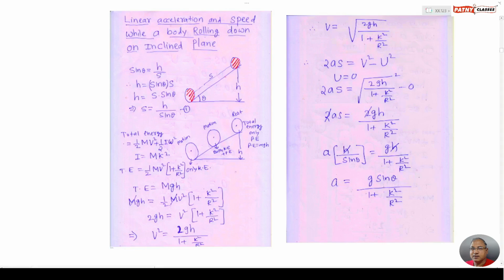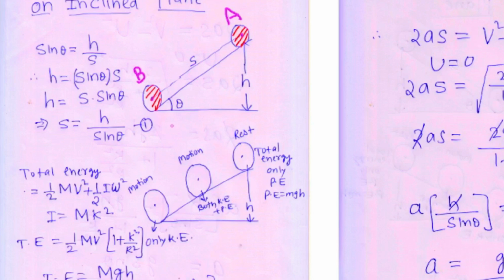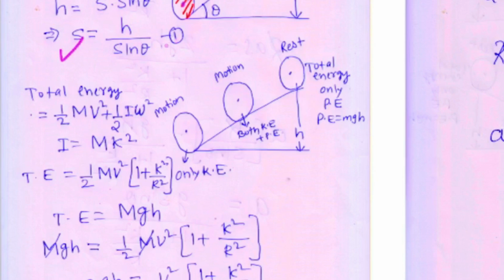Now from the figure, this is the starting position and this is the final position of rolling motion, and the center to center distance equals s. From the figure, sin theta equals h upon s, so we get s equals h upon sin theta. Call it equation number 1.